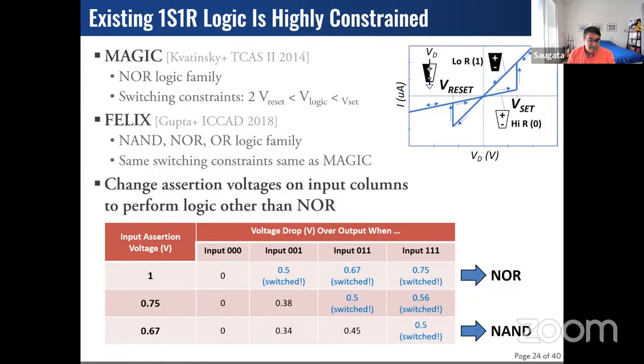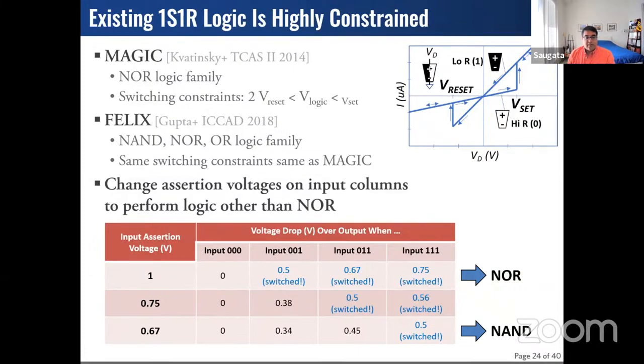I'm not going to go into the details, but you can see some of the different ratios that exist between the voltage that we apply for inputs and the voltage drop that occurs over the outputs for different input values. Essentially what we're trying to do is make sure that, if you're using 1 volt as a starting point, anything over half a volt will switch in the right cases. And so this ratio of the input voltage allows us to choose whether we're doing, for example, an OR operation or an AND operation.